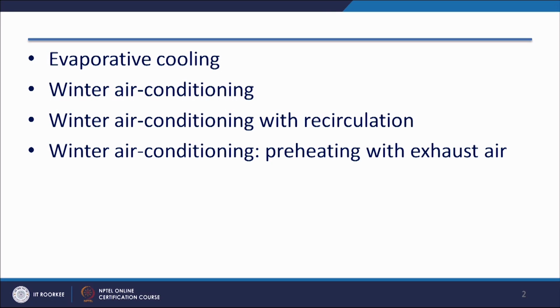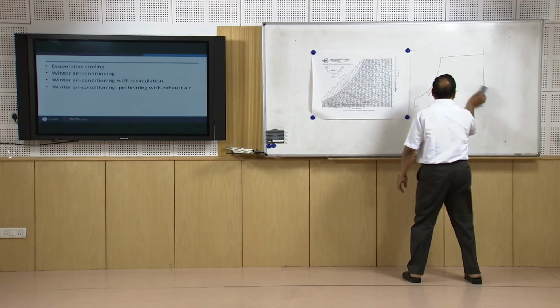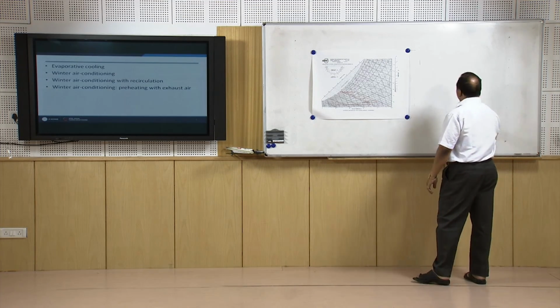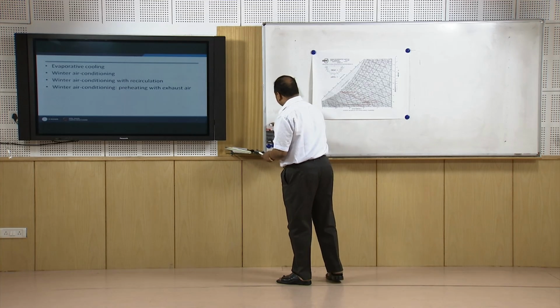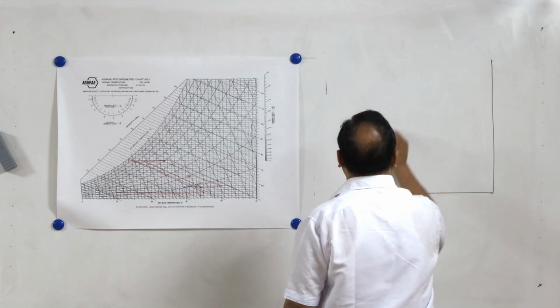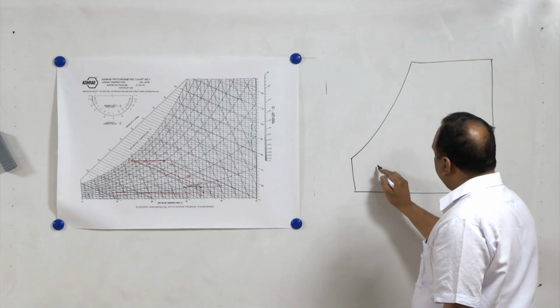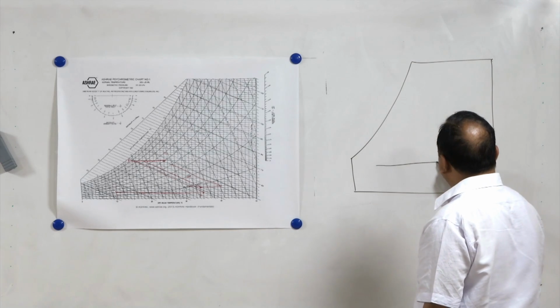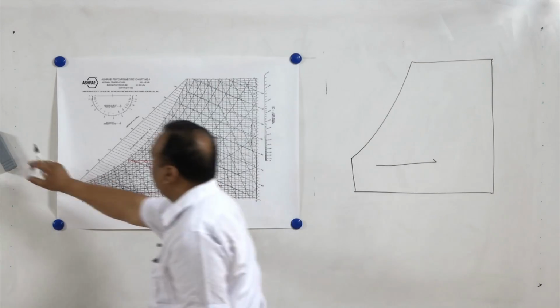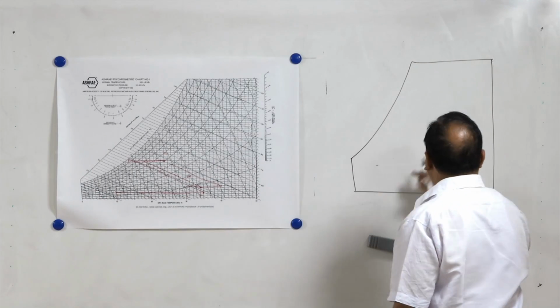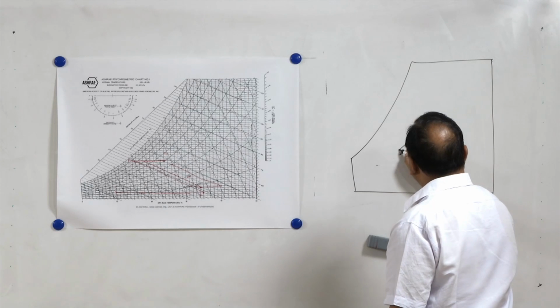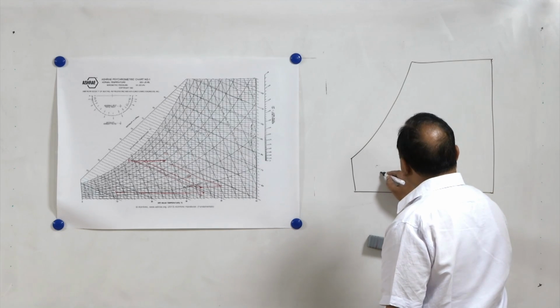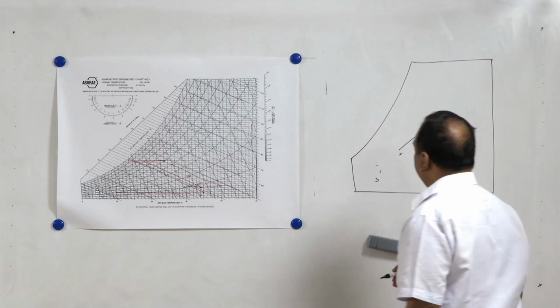Now, the last one is winter air conditioning, preheating with exhaust air. Now, exhaust air coming from the room. So, if we draw a circuit for exhaust air, winter heating, then we will start with the exhaust air because heating with exhaust air is taking place. So, this is the load line, let us say 1, 2, this is exhaust air, it is getting mixed with the outside air, 3 is outside air.